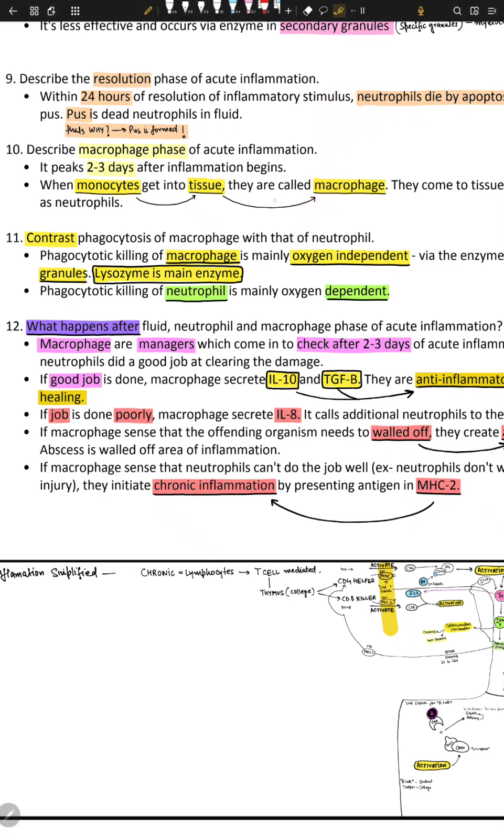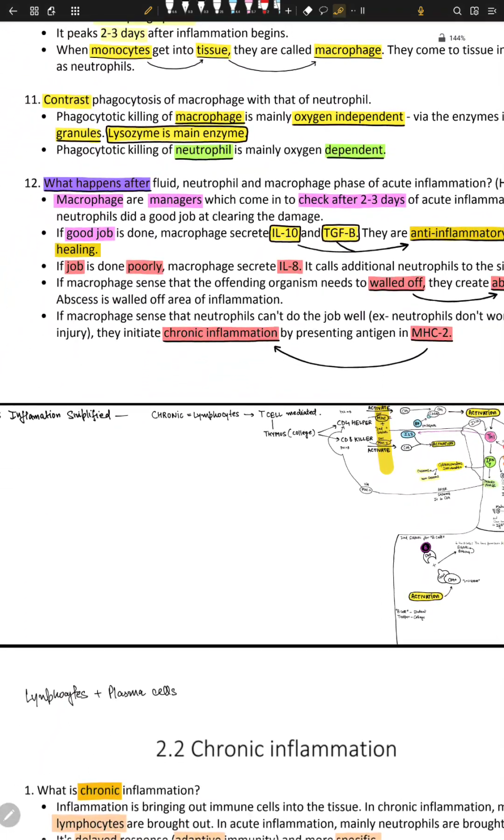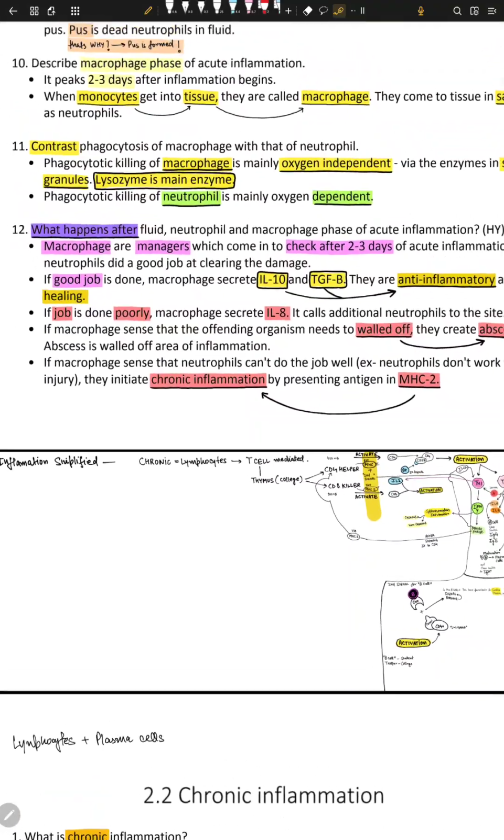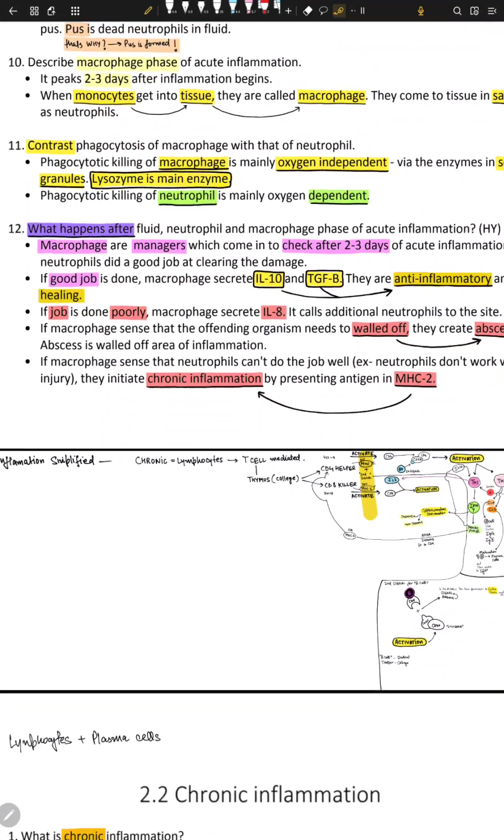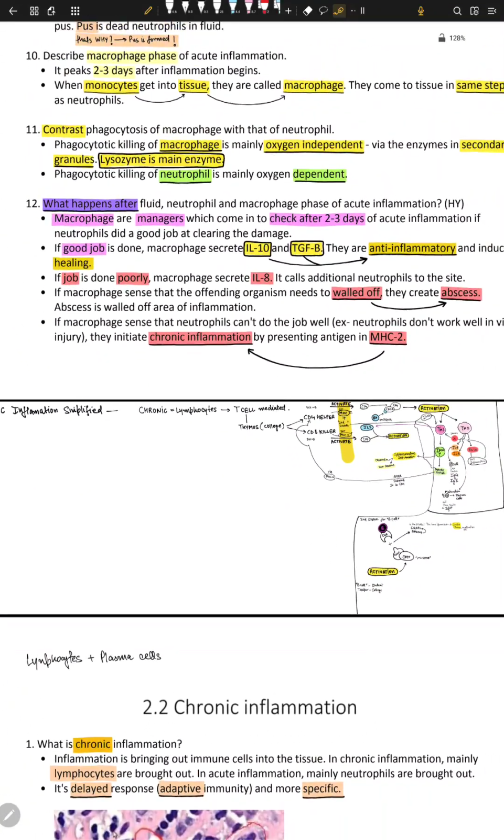You know how, right? Okay, what happens after the fluid, neutrophil, and macrophage phases are done? Now it's a cool story. In the end, the macrophages come to the site of inflammation again to check. They are the managers checking within 2 to 3 days. They go there and check the condition.